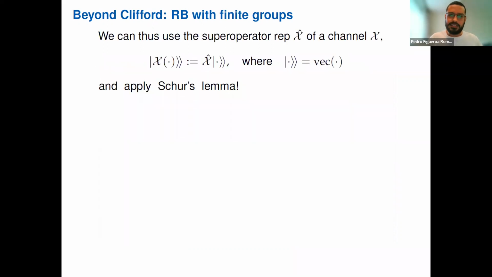And then how can we apply this to randomized benchmarking? Well, you can just use the superoperator representation of your channels, so your gates. You can represent them as matrices. Here I'm denoting the vectorization map by this double ket. This would be for states, but this implies that channels can be represented as matrices acting on vectors. And then you can just apply Schur's lemma on this superoperator representation of your channels.